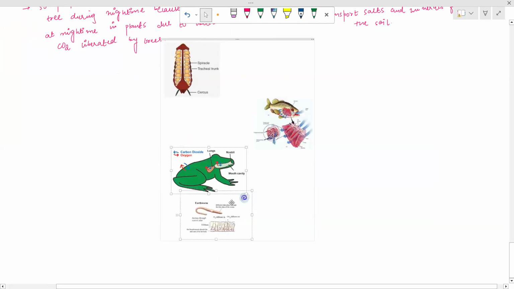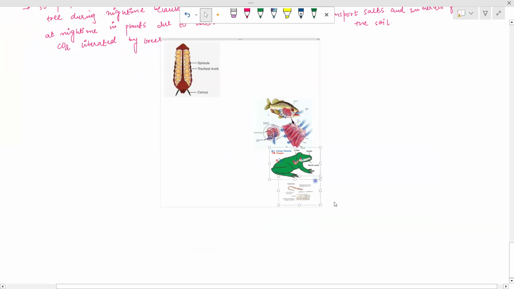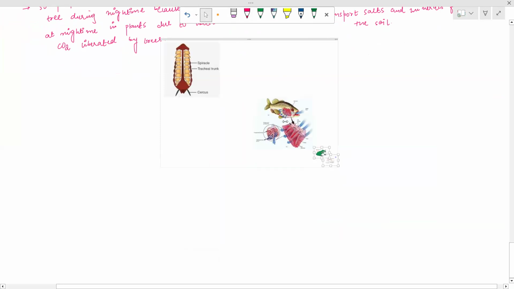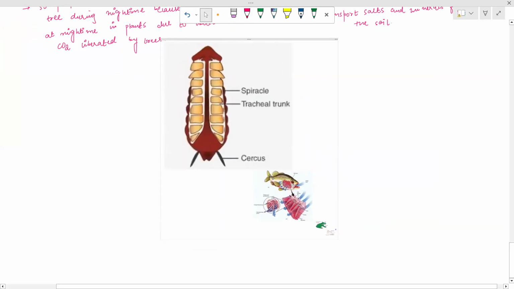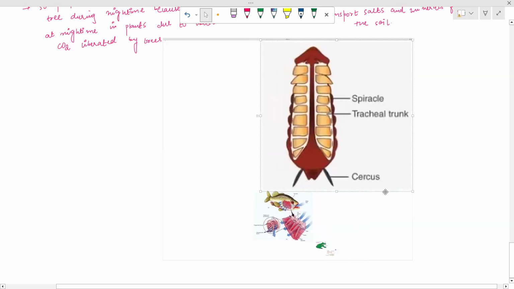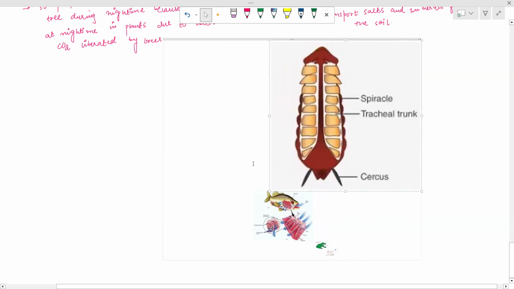So we'll be talking about respiration. Let's talk about respiration in cockroach first. Okay.